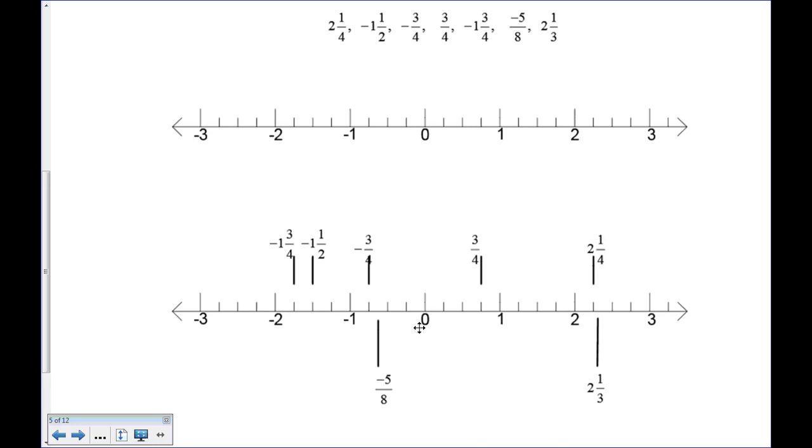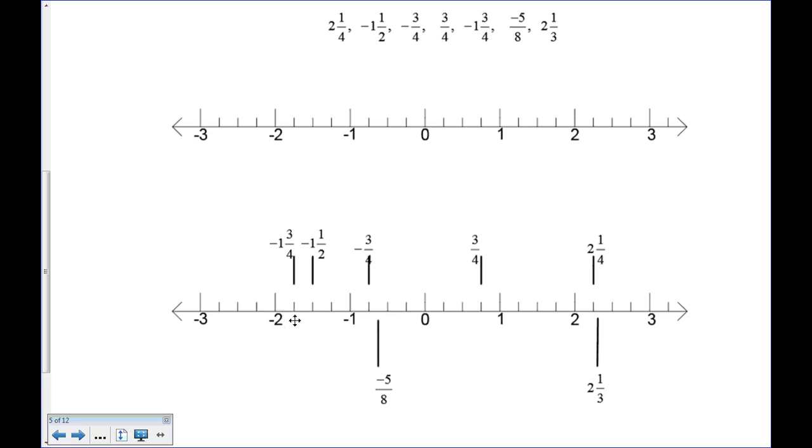Negative 1 1/2, you start at 0, you go to negative 1. Now a half is 2 quarters, so 1, 2, there's your 2 quarters. You have to think of equivalent fractions for that one, or it's halfway between negative 1 and negative 2. Next one's negative 3 quarters. Here's 0, and negative 3 quarters, there's 1 quarter, 2 quarters, and 3 quarters. Now, let's take a look at 3 quarters. Again, 1, 2, 3, there's 3 quarters right there.